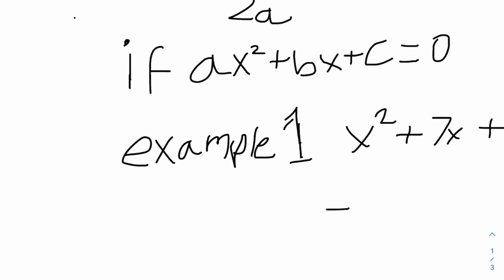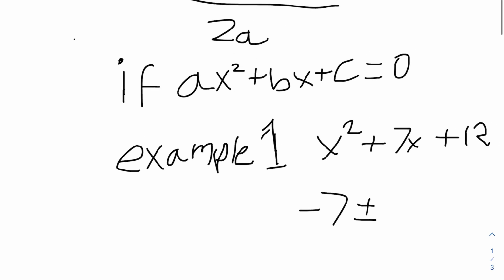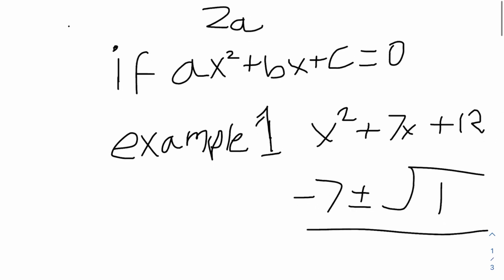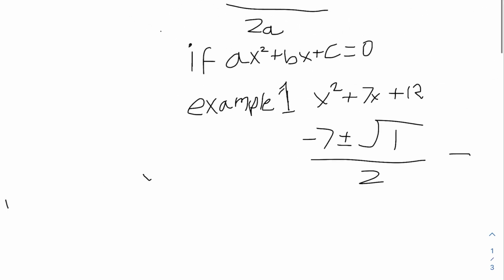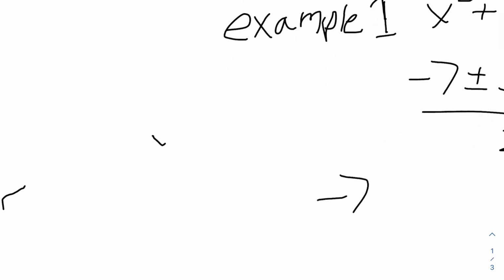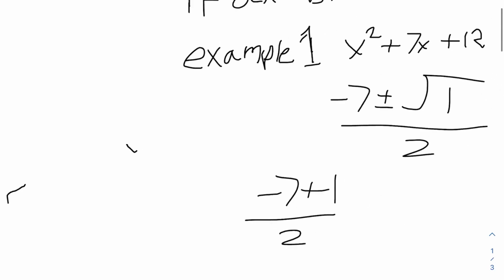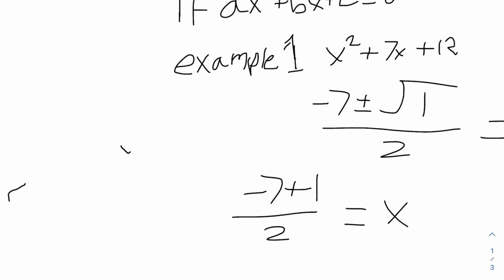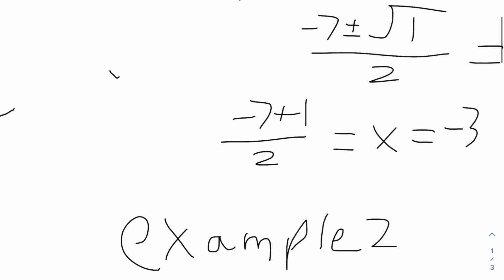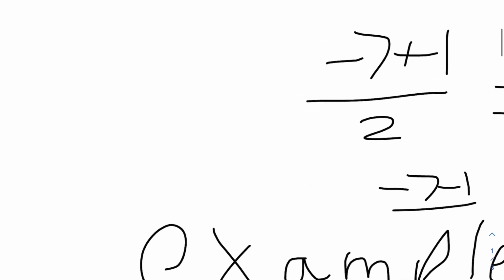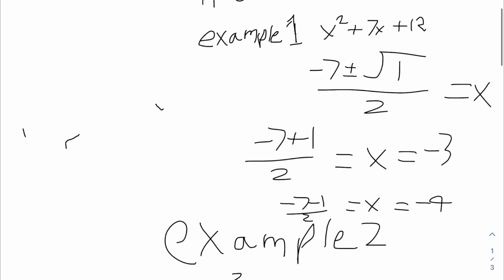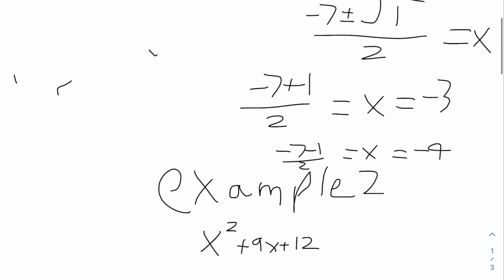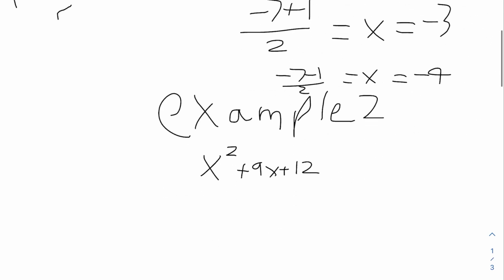First, we do negative b, which is negative 7, plus or minus the square root of 1, all over 2a. So this all has to equal x. So negative 7 plus 1, all over 2, is equal to x, which is equal to negative 3. And negative 7 minus 1, all over 2, is equal to x, which is equal to negative 4. So this means the answers are x equals negative 3 and x equals negative 4.